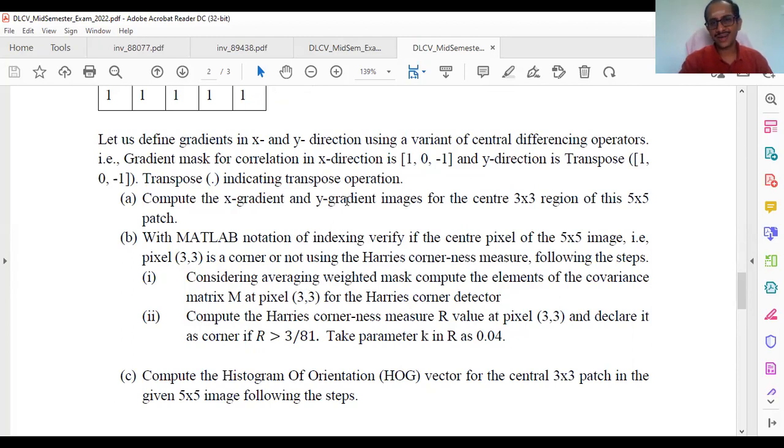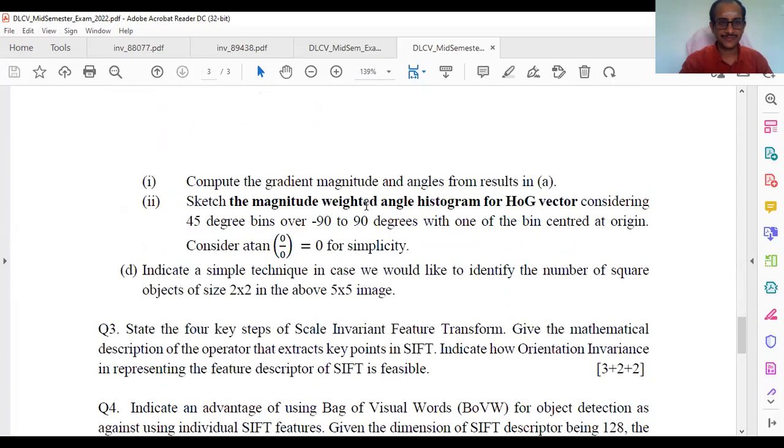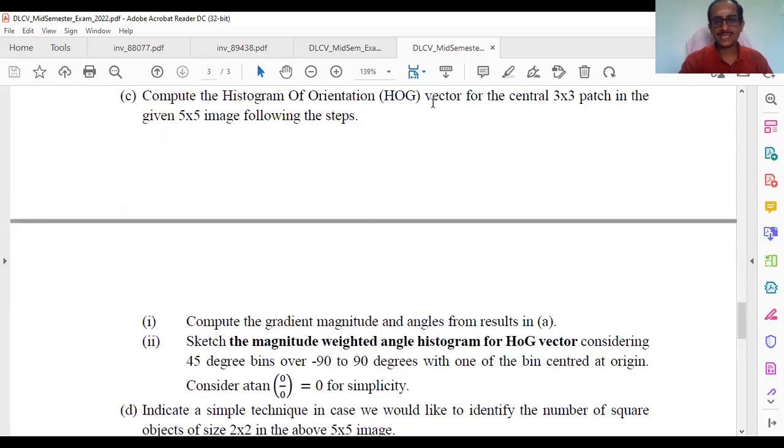Some of you who have not understood the gradient finding itself have to look back carefully, because that is a very elementary operation in any feature extraction or image processing task. Even for the next task, what you need to start with is the gradients Ix and Iy. After that, you need to find the magnitude and the angle of gradients: tan inverse of Iy by Ix, and root of Ix square plus Iy square. Then what is asked is a magnitude weighted angle histogram for the HOG vector.